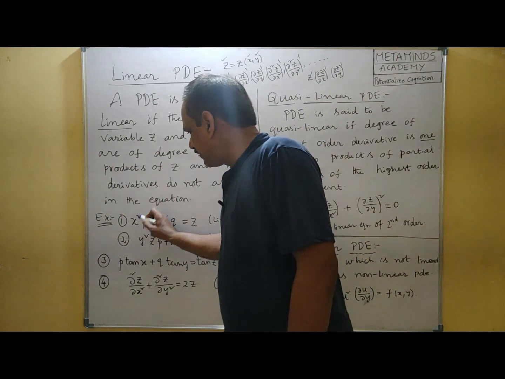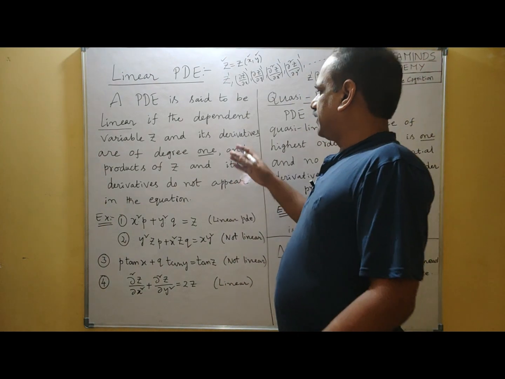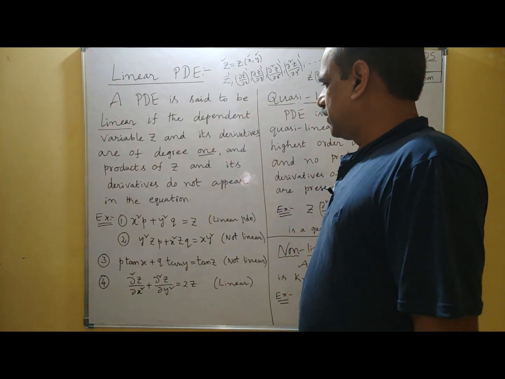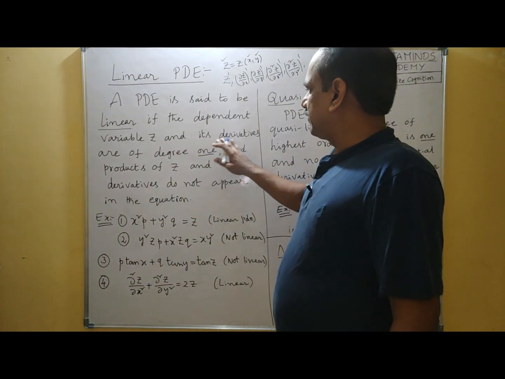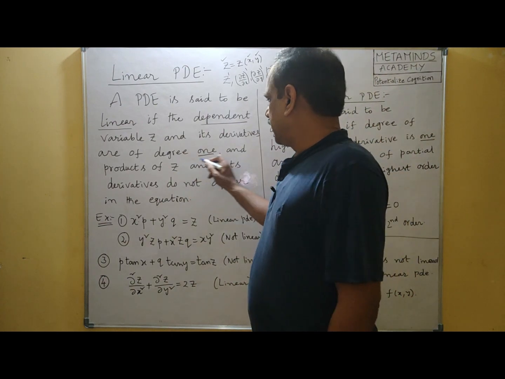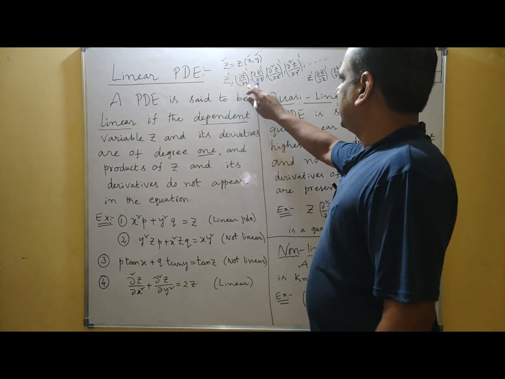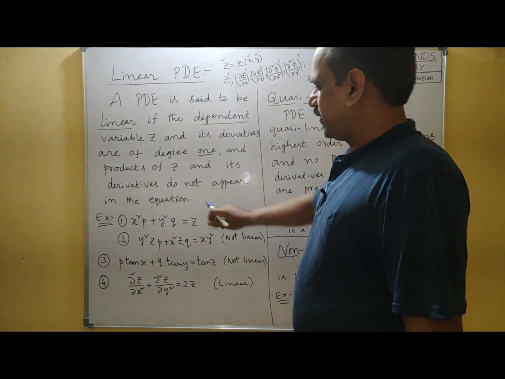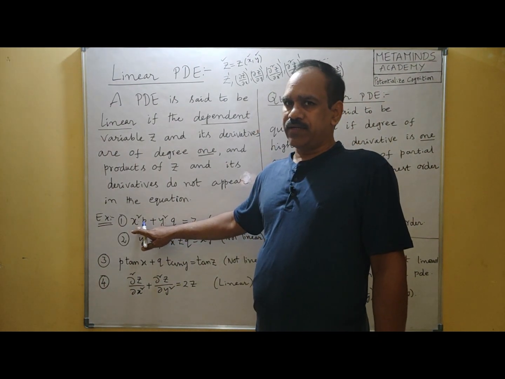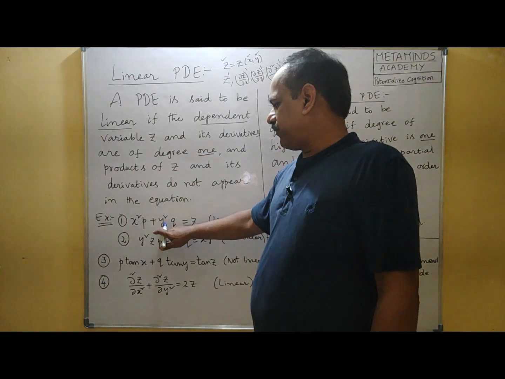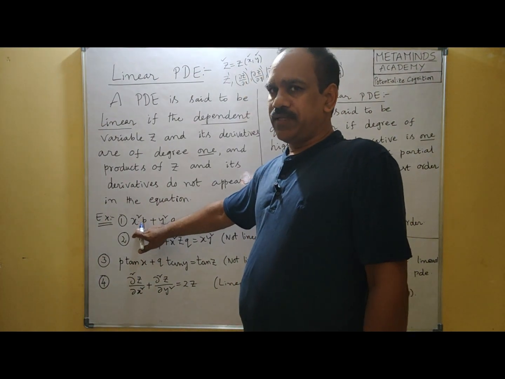See, here x is an independent variable, y is also an independent variable. It is not mentioned in the definition to consider the independent variables. Our concentration is on the dependent variable and its derivatives, that means z, dou z by dou x and all, not x and y. So you can have products with independent variables, x square, y square. Even though you have a product, it doesn't matter. Still it is considered to be linear.